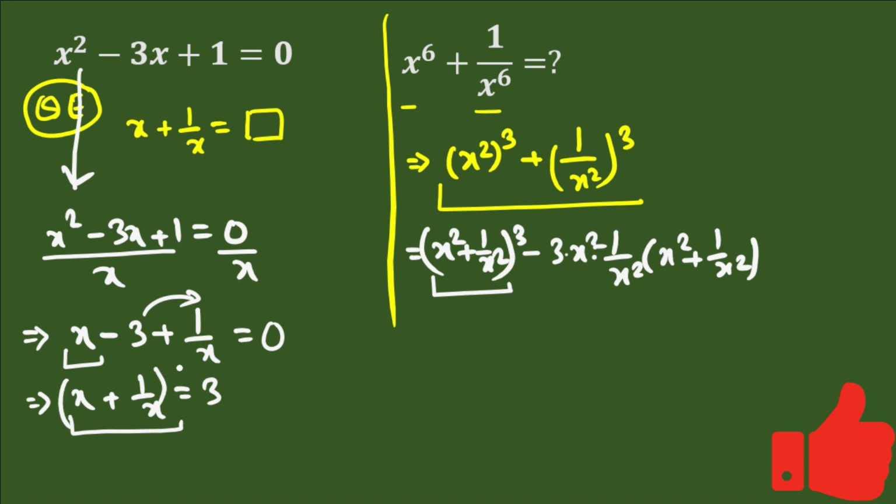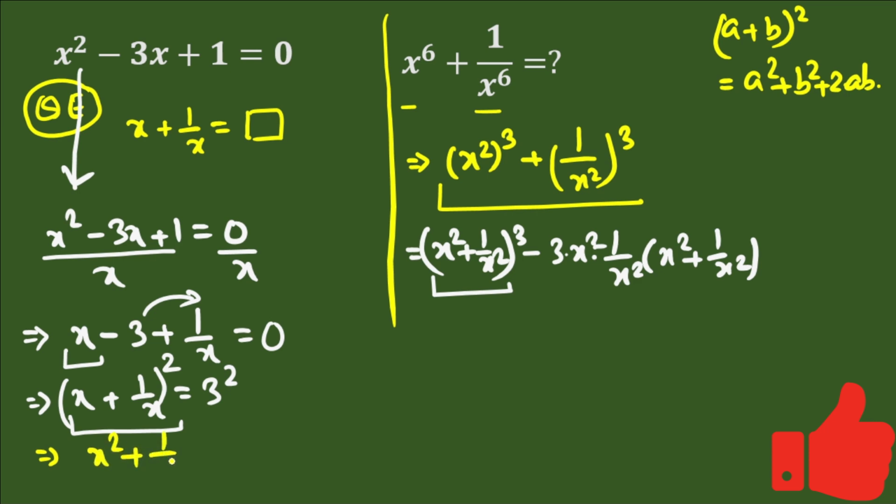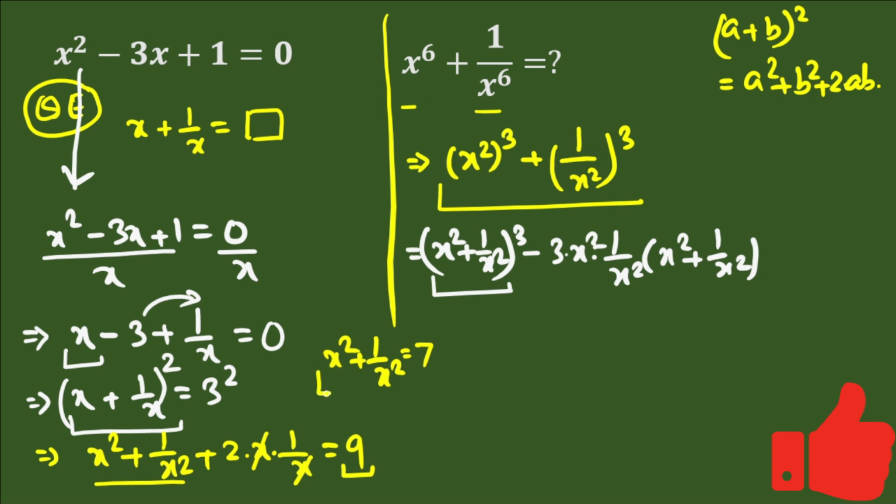Now to calculate the value of x square plus 1 over x square, we square both sides. The left hand side is in the form of a plus b whole square, whose identity is a square plus b square plus 2 times ab. So it is x square plus 1 over x square plus 2 multiplied by x multiplied by 1 over x, and on the right hand side 3 square is 9. Simplifying, x and x cancel, so x square plus 1 over x square equals 9 minus 2, which is 7. So in place of this value we'll write 7.